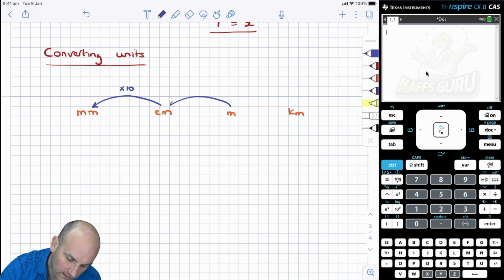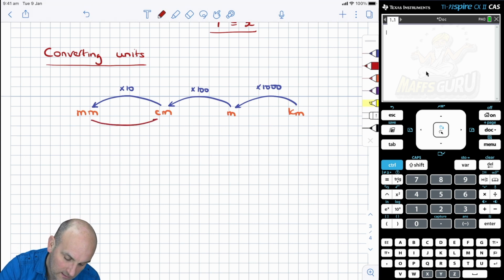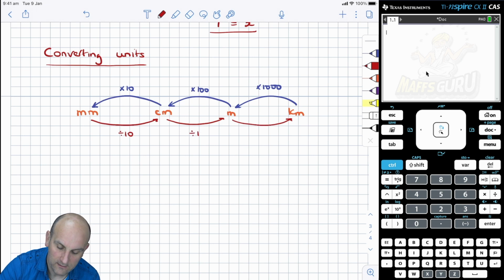We know there are 100 centimeters in a meter. And we know there are 1,000 meters in a kilometer. So if I'm going that way, from kilometers to meters, meters to centimeters, centimeters to millimeters, I times. Now, obviously, because maths is funky, if we go the other way, then we do the inverse operation. So in this situation, I'm going to divide by 10, divide by 100, and divide by 1,000.